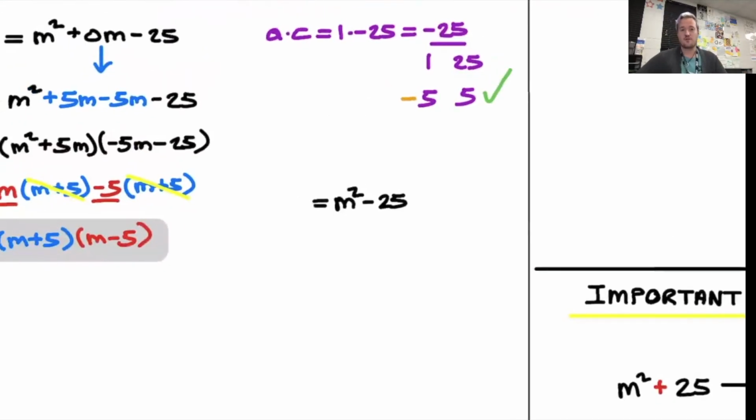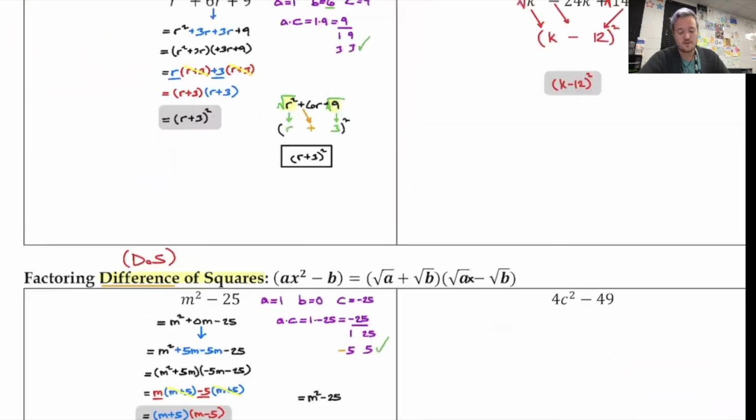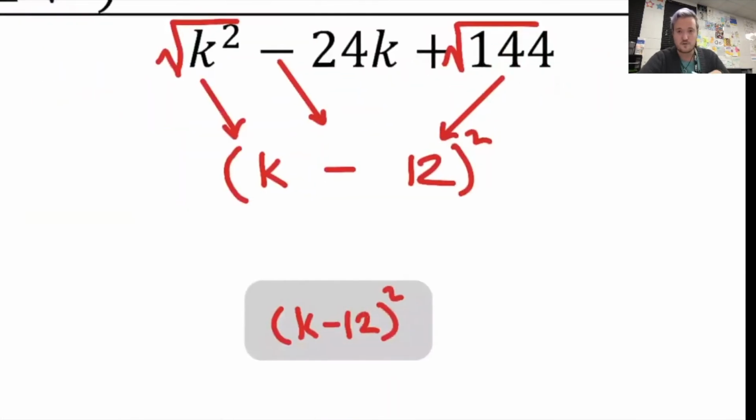For difference of squares, this one's pretty easy because these problems are only 2 terms, whereas your typical problem is going to be 3 terms. So the ones that are going to be a little bit tougher to see are going to be your perfect square trinomials because these are going to blend in a lot more with your other problems.